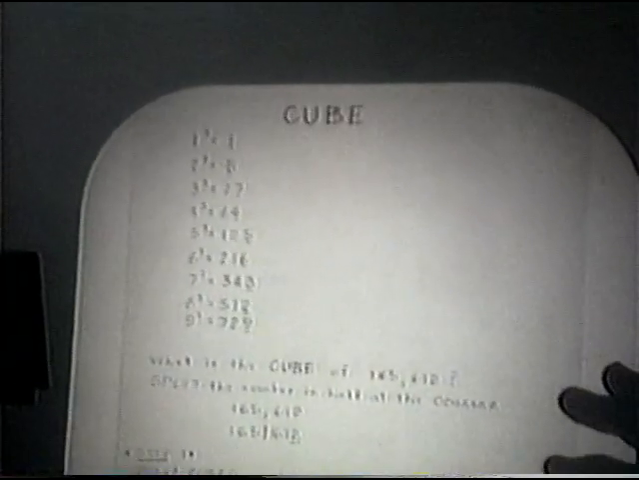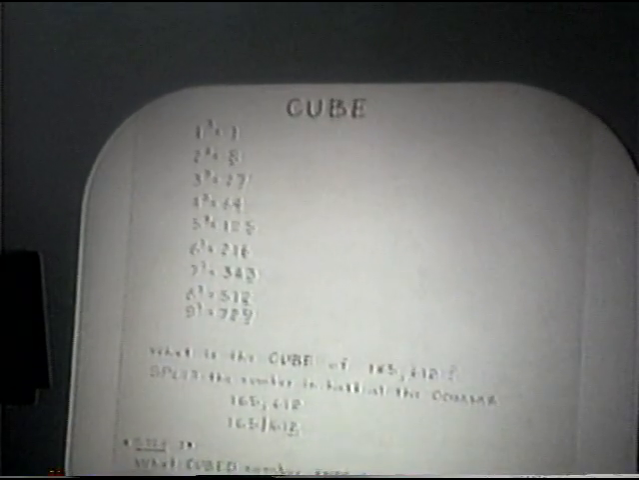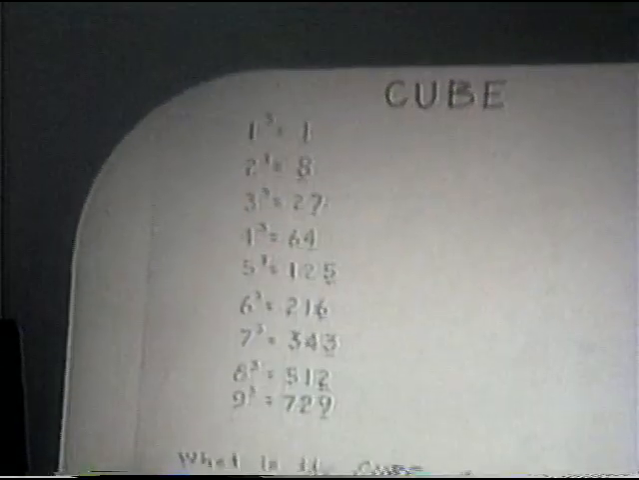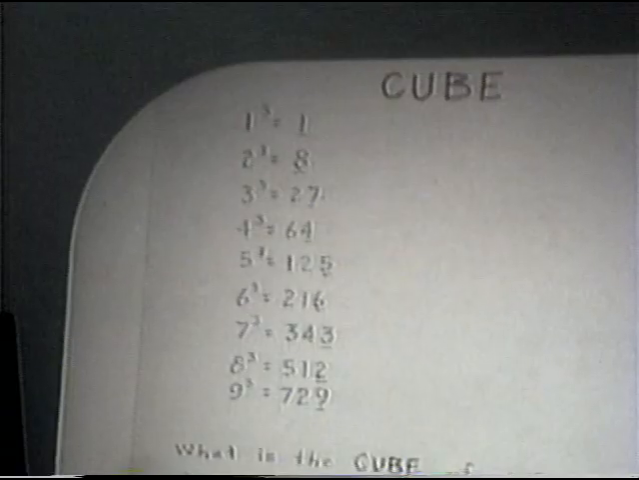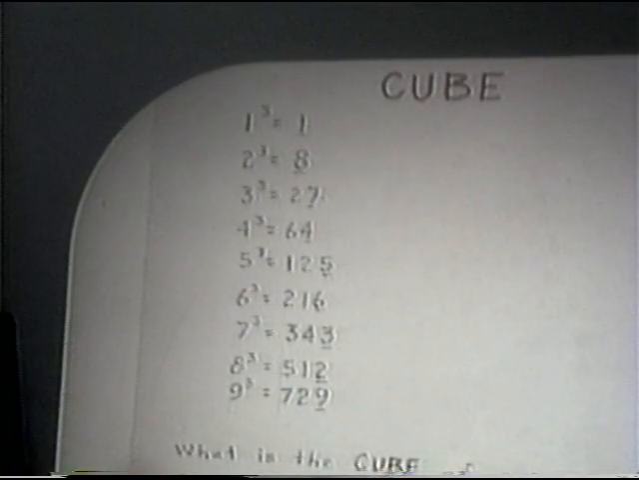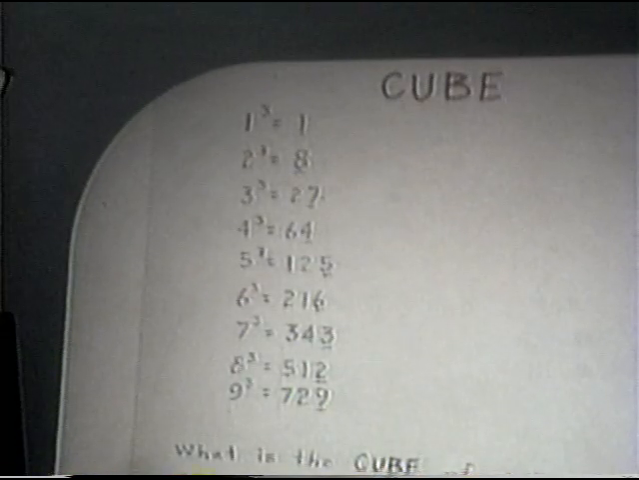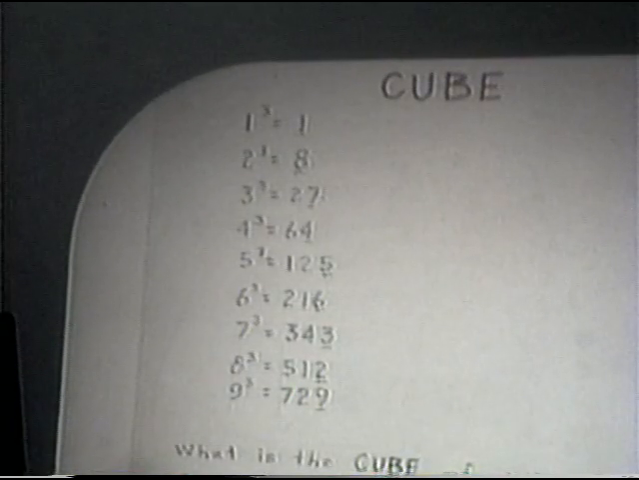Now then, we're going to do cubes. Okay? Let's look at this. Cube. That's a number times a number. 2 times 2 times 2 is called a cube. 2 times 2 is called a square. What is the square of 2? That's 2 times 2. What is the cube of 2? That's 2 times 2 times 2, or 2 cubed.